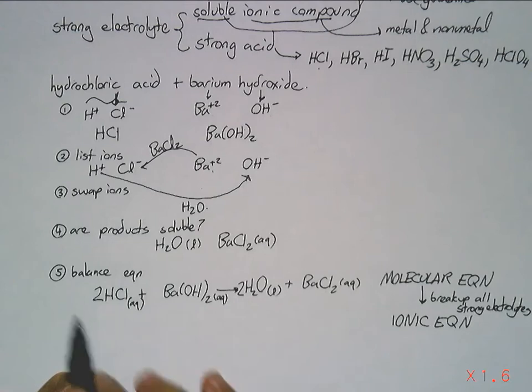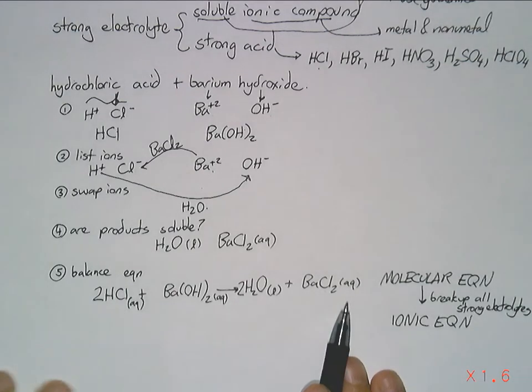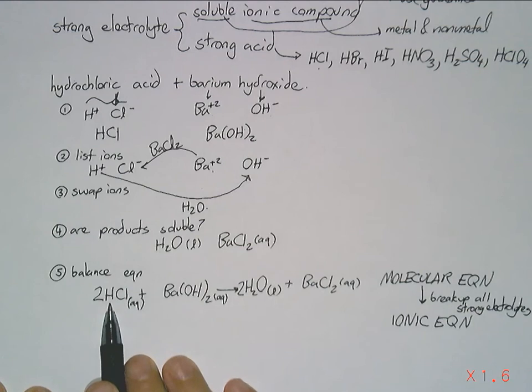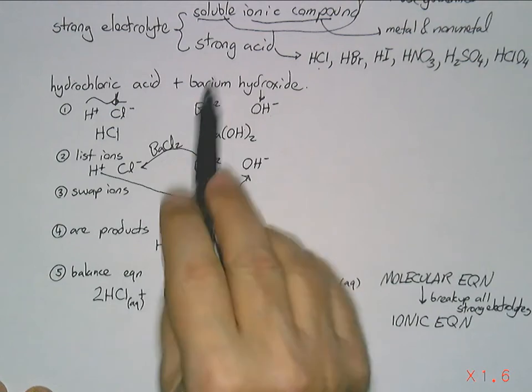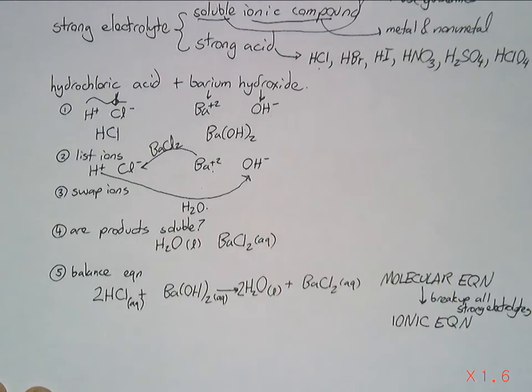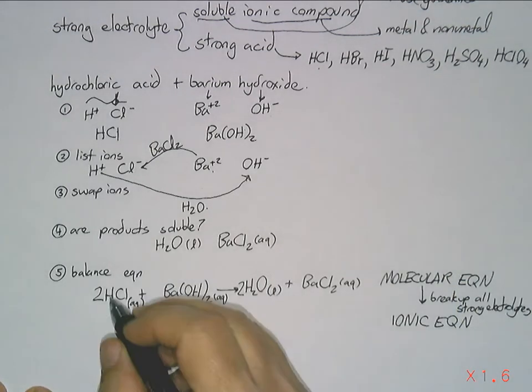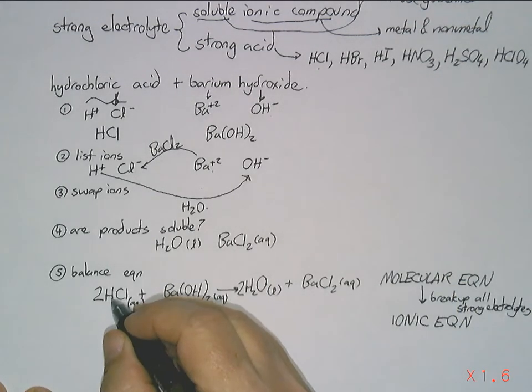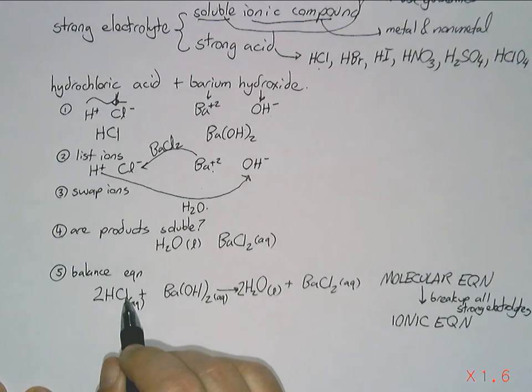So what I have to do is scan across my equation here and look for strong electrolytes, and if I see any, I'm going to break them up. How about this? Is this a strong electrolyte or not? Alright, it's a strong acid. It's in my strong acid list. So that means it's a strong electrolyte. That means that I'm going to break this up into H plus and Cl minus.